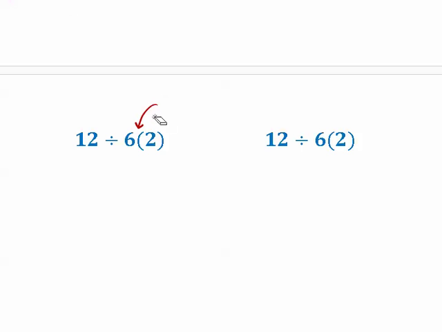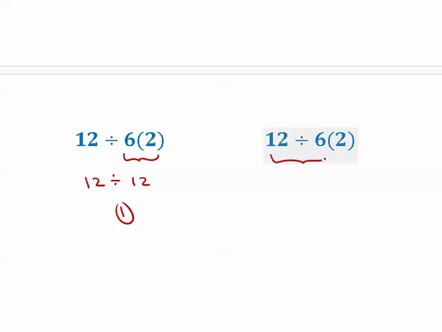So let's go ahead and look at the two different ways we could work this problem out. We have 12 divided by 6 times 2. Let's say that we opt for the multiplication first. That would give us 12, and then 6 times 2 is 12. So now we have 12 divided by 12, and that would give us 1.